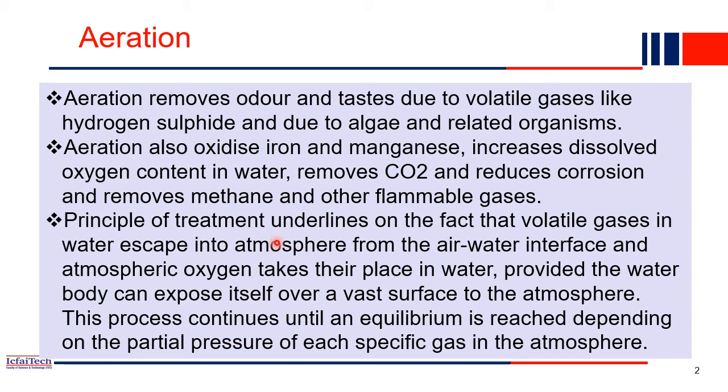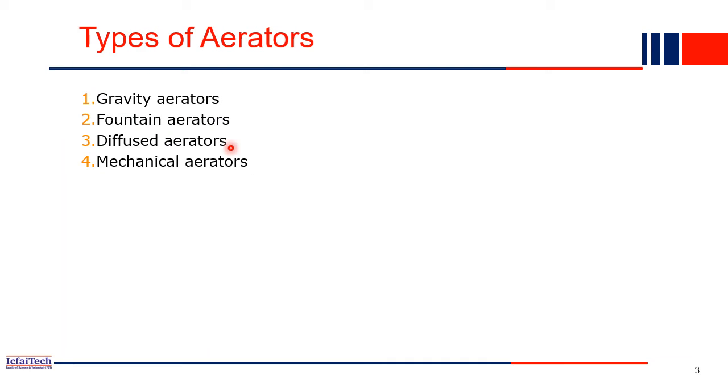So the principle of treatment underlies the fact that volatile gases in water escape into the atmosphere from the air-water interface, and atmospheric oxygen dissolves in water, provided the water body can expose itself over a vast surface to the atmosphere. So what it means is, the volatile toxic gases present will go to the atmosphere by the air-water interface. We'll see how the air-water interface forms in the aeration, and oxygen also will be present in the water.